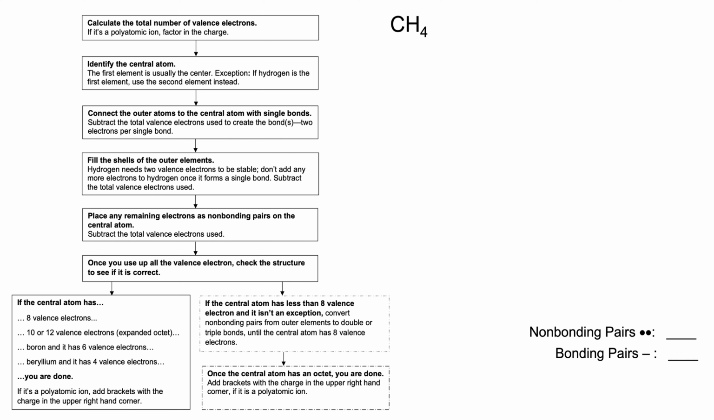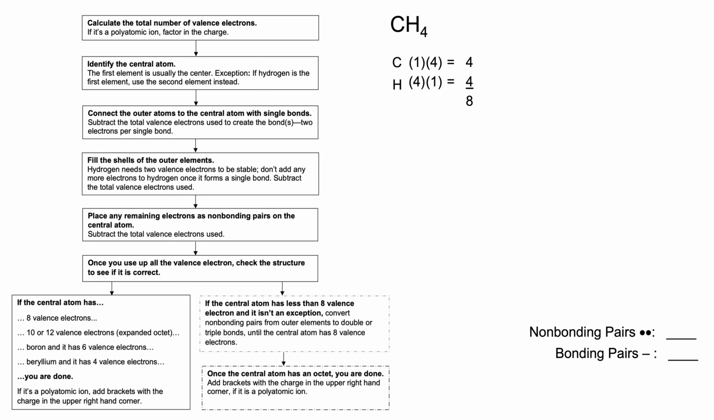Alright, so my first step to solve the Lewis structure for CH4 is to figure out how many valence electrons are present. There's carbon and hydrogen. There's 1 carbon, there's 4 hydrogens. Each carbon contributes 4 valence electrons, whereas each hydrogen would contribute 1. I multiply across, I add to get a total of 8 valence electrons.